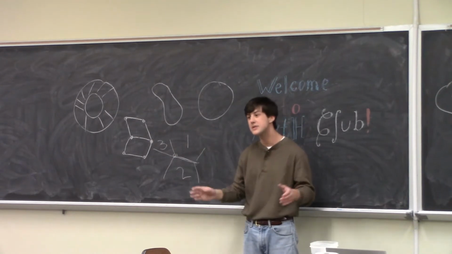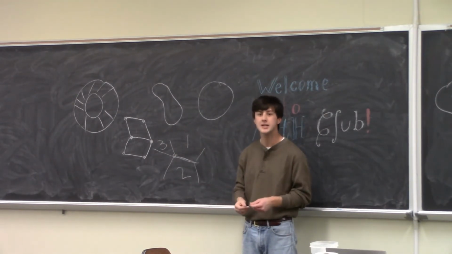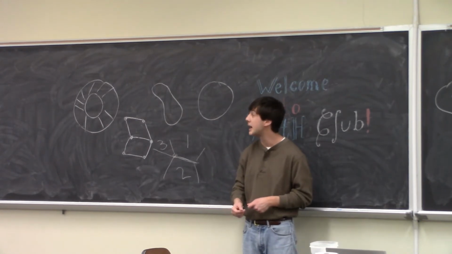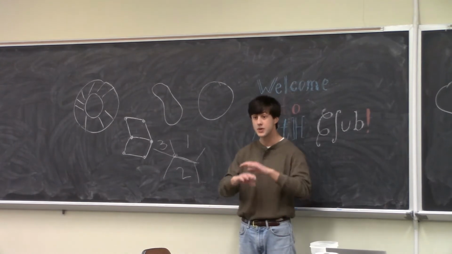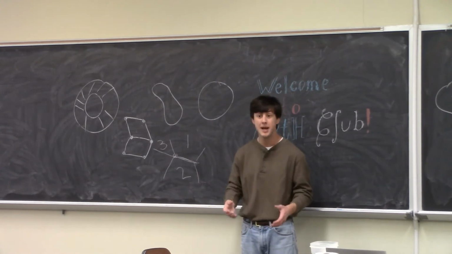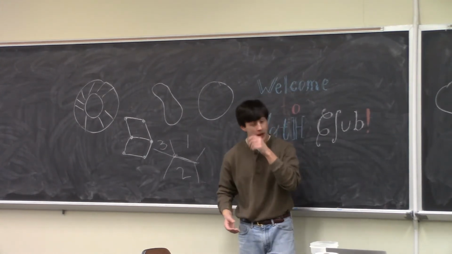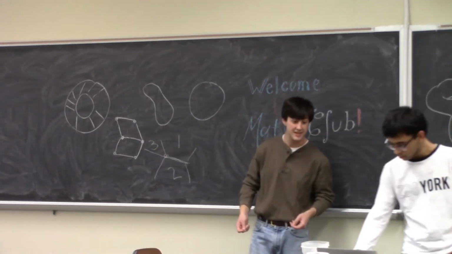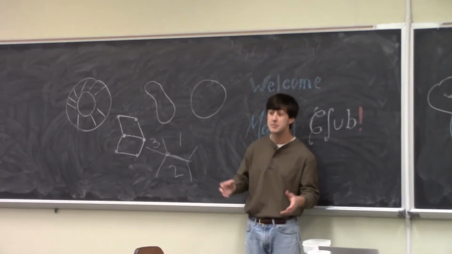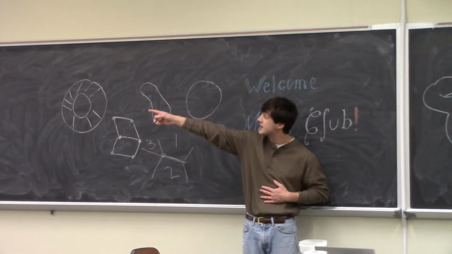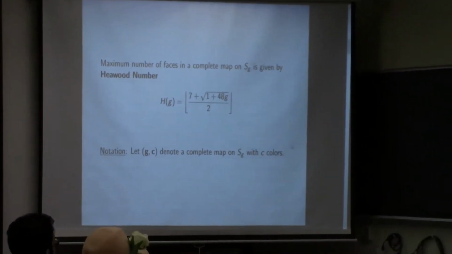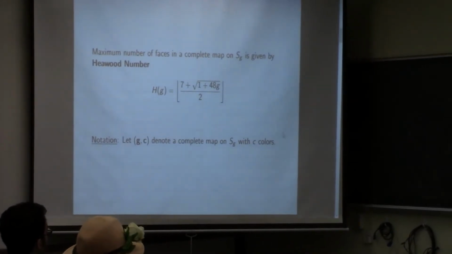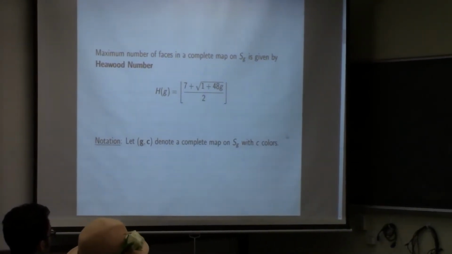On any surface, there's a maximum number of regions in a complete map that depends on the genus of that surface. A map that is complete and has this maximum number of regions for the surface it's on is said to be maximally complete. The number of faces in a maximally complete map on a given surface depends on the genus according to this formula. This number is called the Heawood number and has a long history related to the 4-color problem.